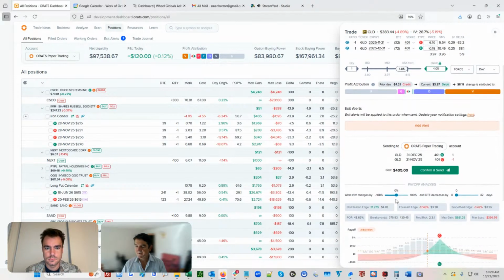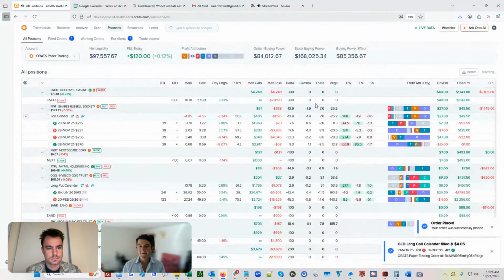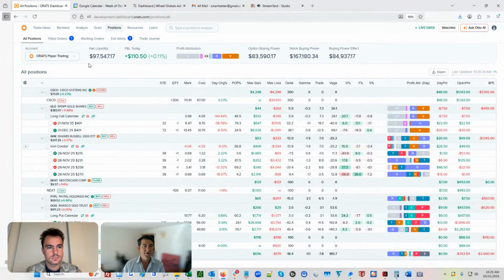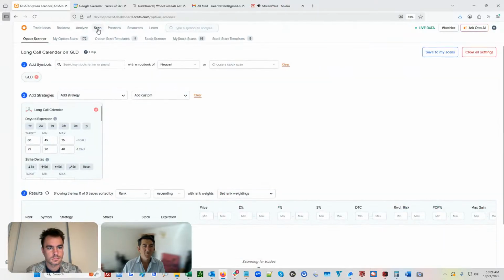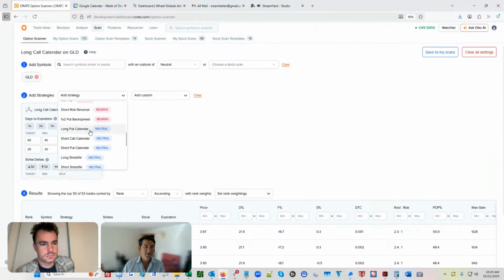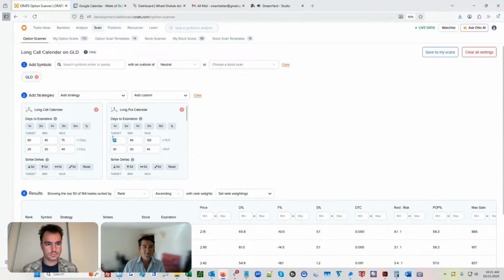All right, so let's just acknowledge what the delta is here. So the delta is 5, so it's not that great, but still, let's do that. And then let's look at a put calendar. And we'll just go straight to, so there's the call calendar. We'll add a strategy, we'll add a long put calendar. We'll make it kind of 90, we'll do 60.